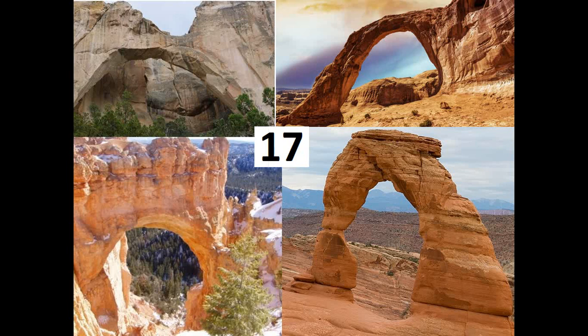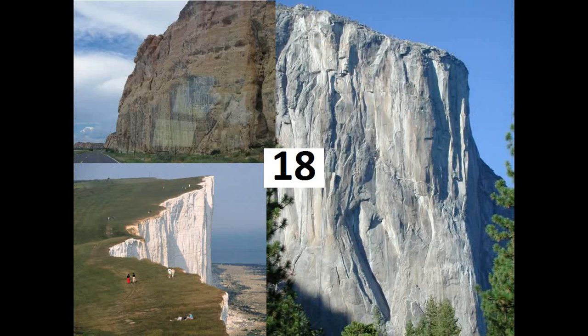Here we have a natural arch. This is a natural arch shape that was caused when something moved the rock there in the middle. In all of these cases, it was probably done by wind, because we don't see a place where there was flowing water, or there doesn't appear to be a stream bed underneath. Number 18 is a cliff. It's any vertical or nearly vertical face of rock.